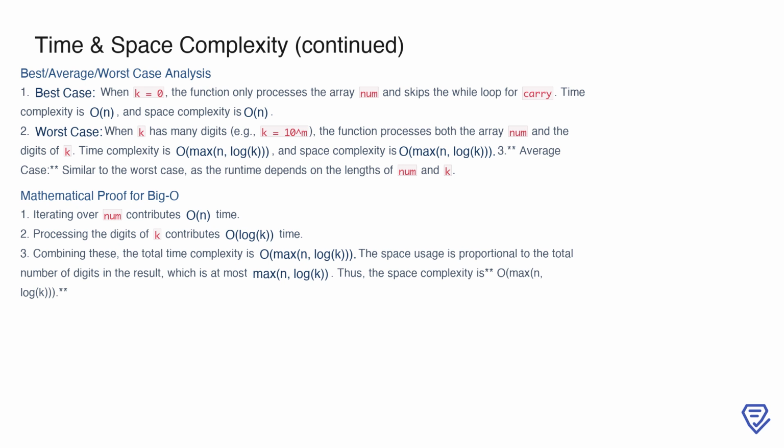The average case is quite similar to the worst case, as the runtime depends on the lengths of both number and k. To mathematically validate the time complexity, iterating over the array number contributes O(n), while processing the digits of k adds O(log k). Combining these gives O(max(n, log k)). Similarly, the space complexity is proportional to the total number of digits in the result, which is at most max(n, log k), confirming the space complexity is O(max(n, log k)).